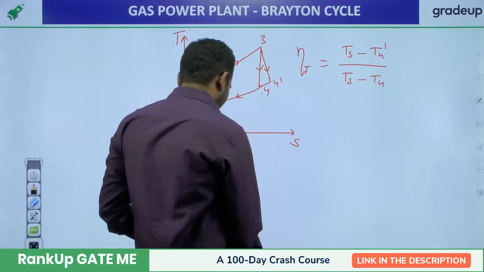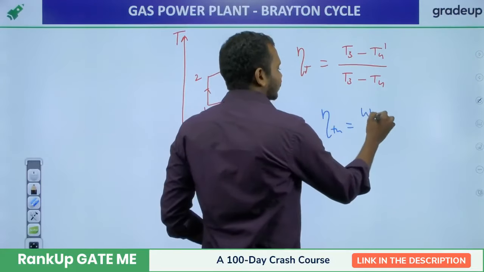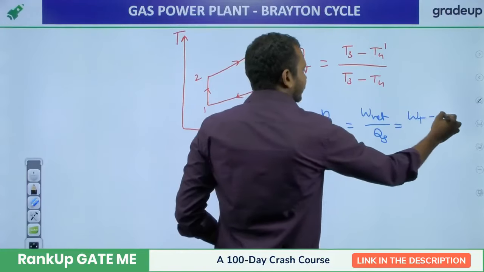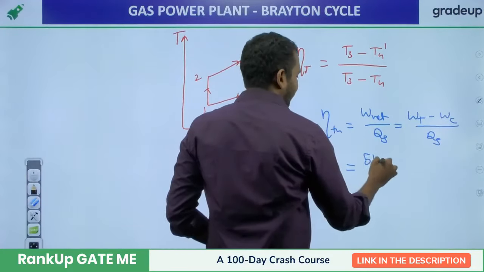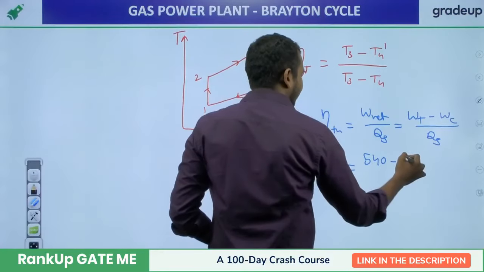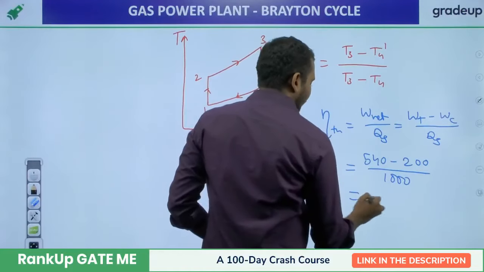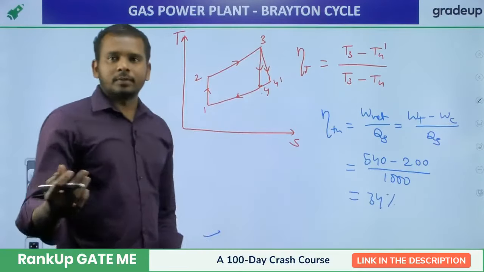You need to find out the thermal efficiency of the cycle, which is nothing but net work output by heat supplied. What is the net work output? Turbine work minus compressor work, by heat supplied. What is the turbine work? 540 now, minus compressor work remains the same, 200, by heat supplied. So it is equal to 34%. I hope all of you got the right answers.